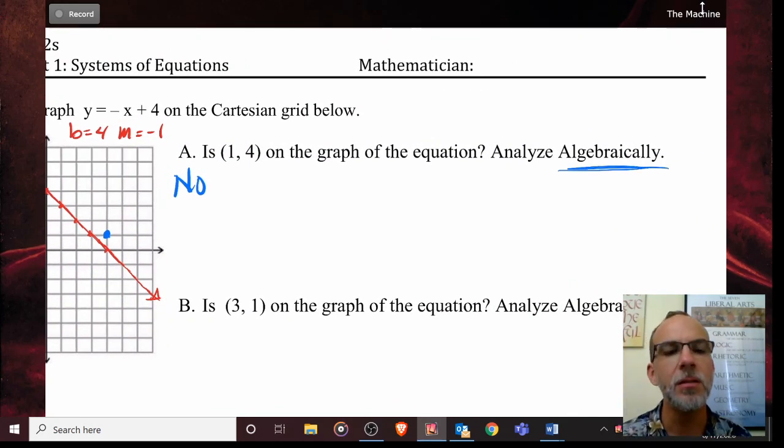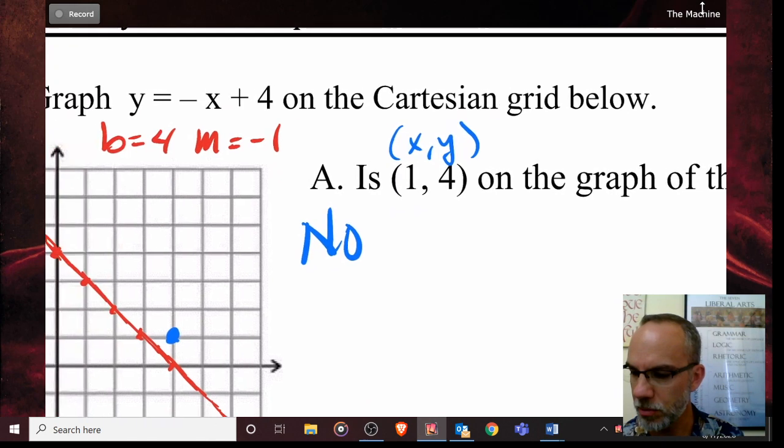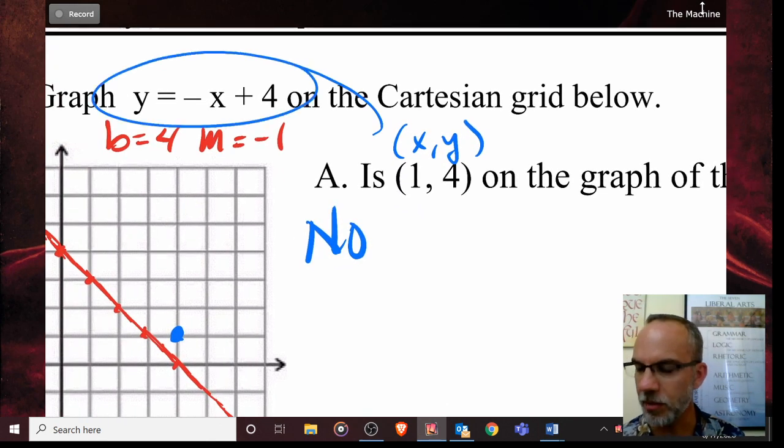But then it says analyze algebraically. What? Well, I did it graphically. And if you remember that the graph of an equation is the collection of all solution points, that means if it's on the graph, it's a solution point. That means this x and y value here has to solve the equation. It has to solve this equation right here.